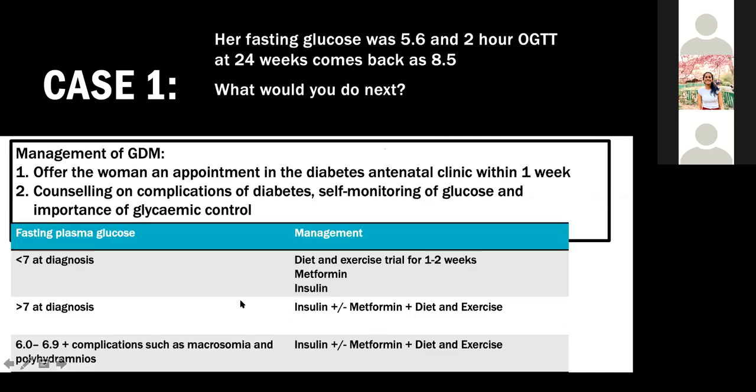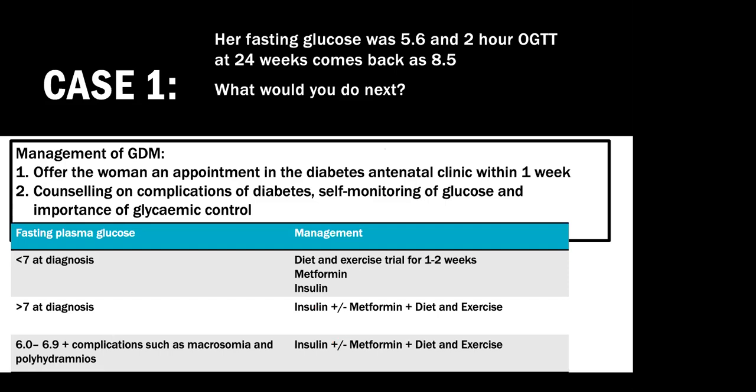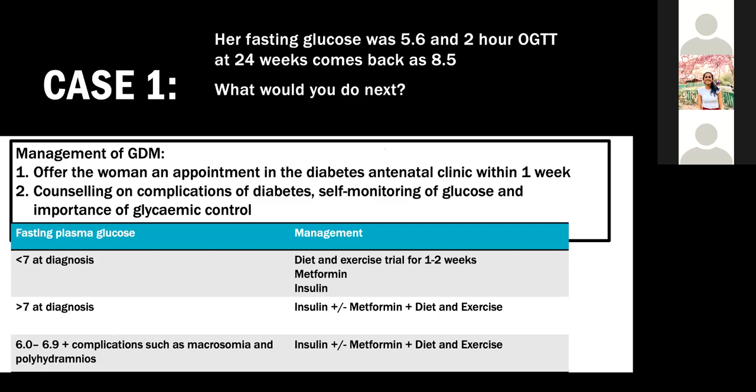We mentioned this already. If your fasting plasma glucose is under 7 at diagnosis, you can give them a diet and exercise trial for 1 to 2 weeks, and then you can start them on metformin. If that doesn't work, you can then give them insulin. If the fasting plasma glucose, however, is over 7 at diagnosis, like it was in that question, then you'd start them on insulin, plus or minus metformin, and always give them the diet and exercise advice. If the fasting plasma glucose is 6.0 to 6.9 and they've already developed complications like macrosomia or polyhydramnios, you'd err on the side of caution and start off with insulin.